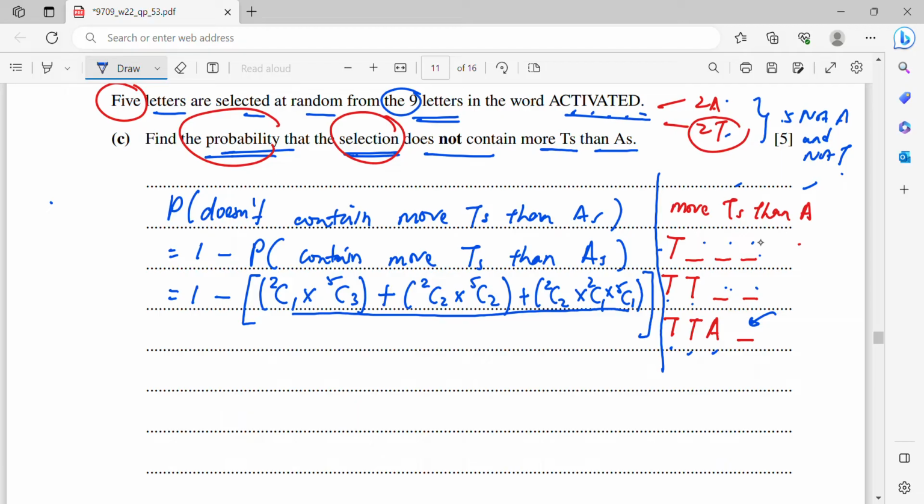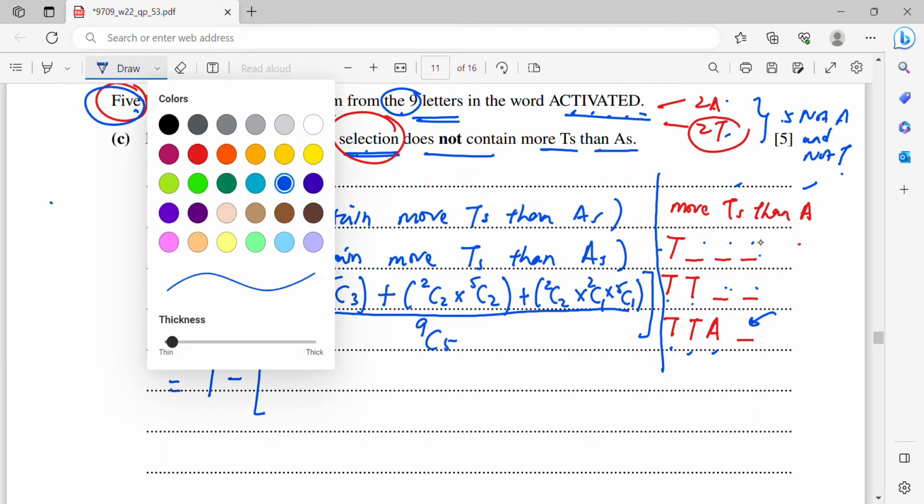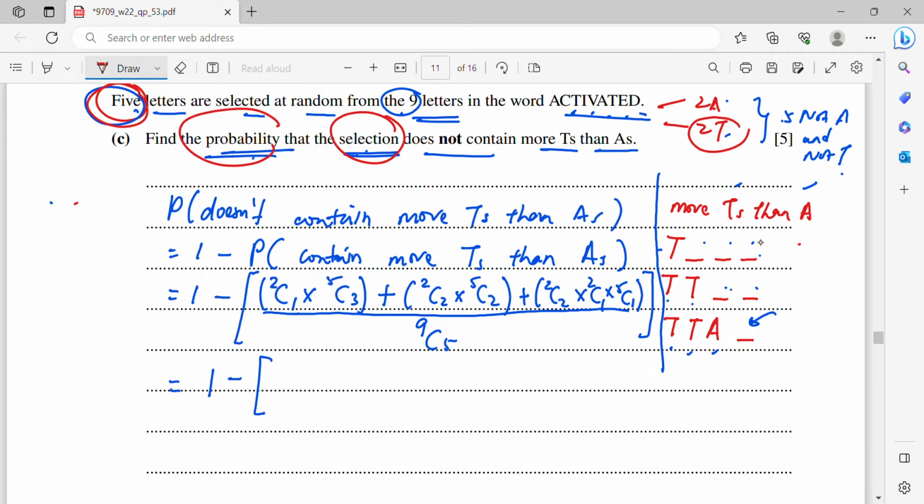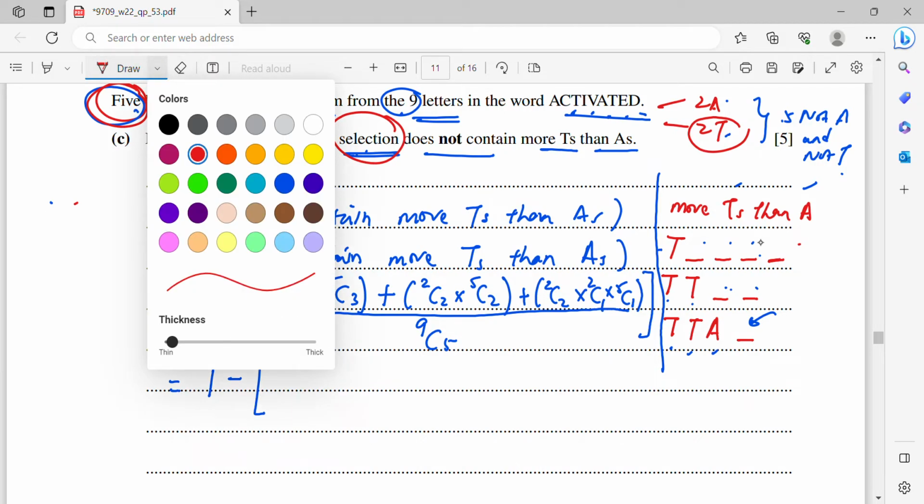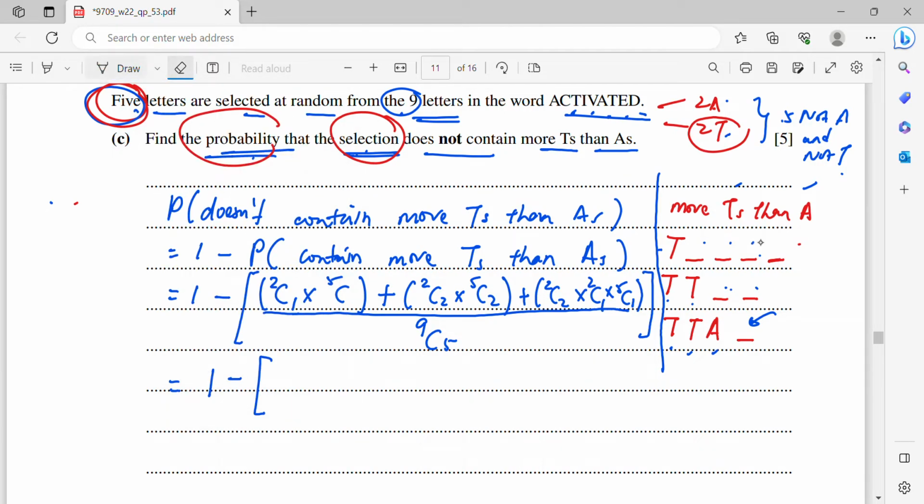Since we are counting probabilities, you must divide by the total number of outcomes. So the total is 9 letters, you choose 5, so in general 9C5, because this is the probability of selection. Now, when you count 2C1 times 5C4, oh sorry, the first one you need to choose 5, so here another one. It should be 5C4 and not 5C3. So 5C4.